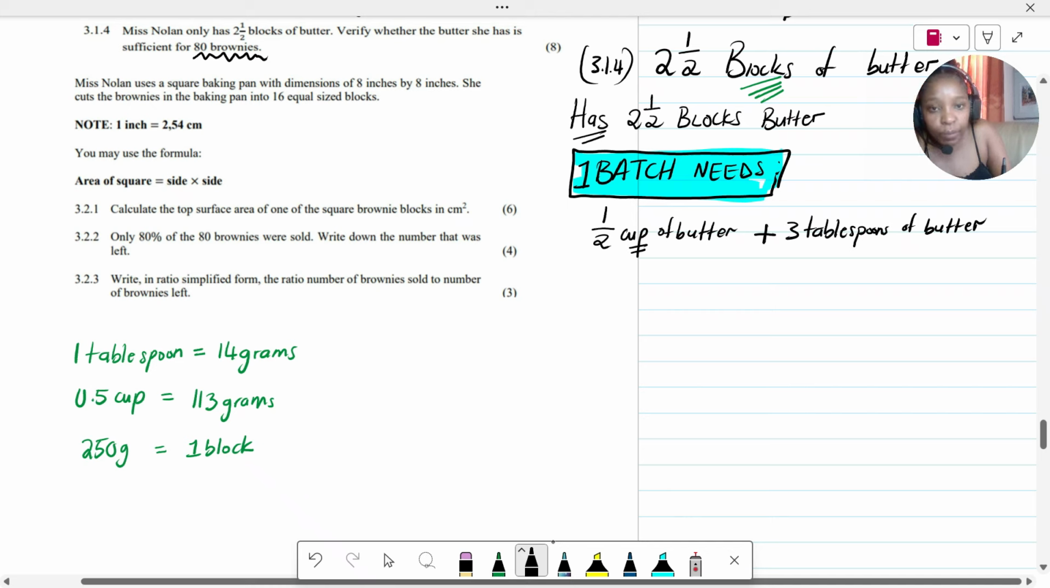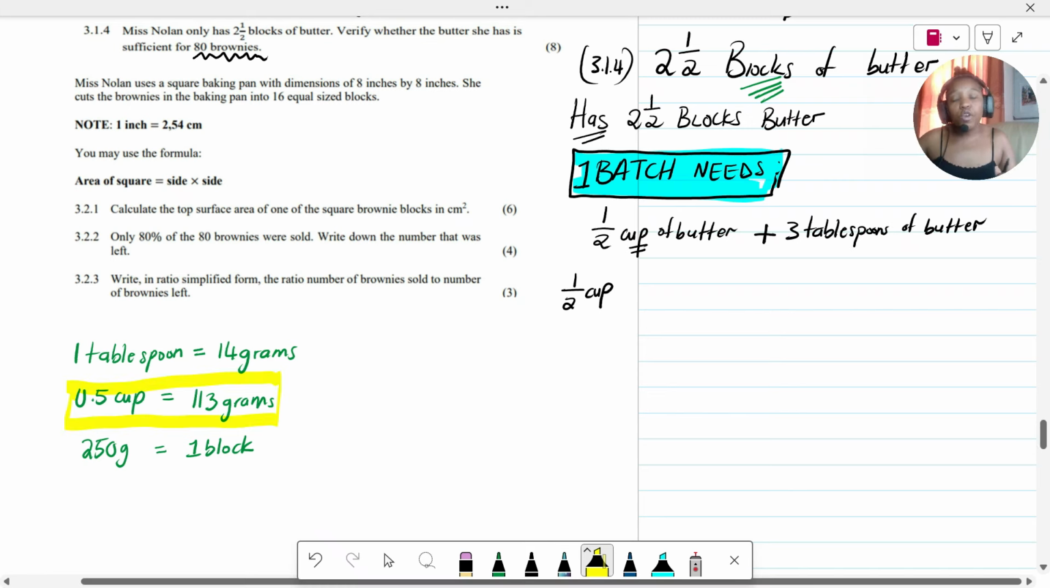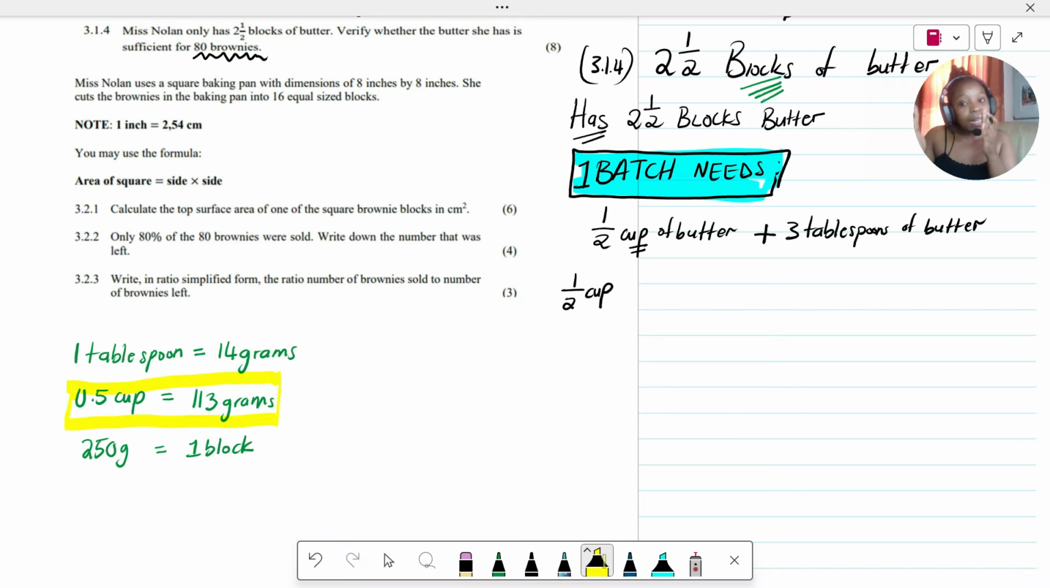So what I'm going to do is take that half, guys. Now half a cup is equal to 0.5. Okay, so I'm just going to take that half a cup. I want to convert to grams. So which equation am I going to use that relates cups and grams? It's this one.